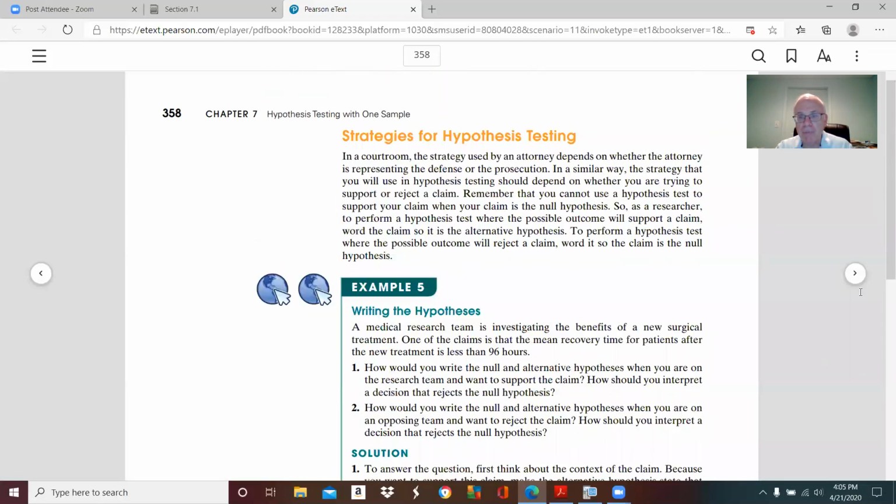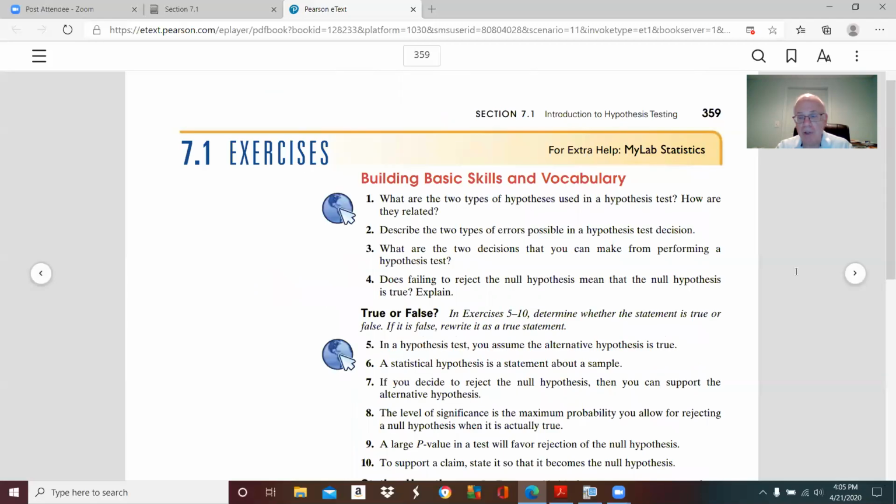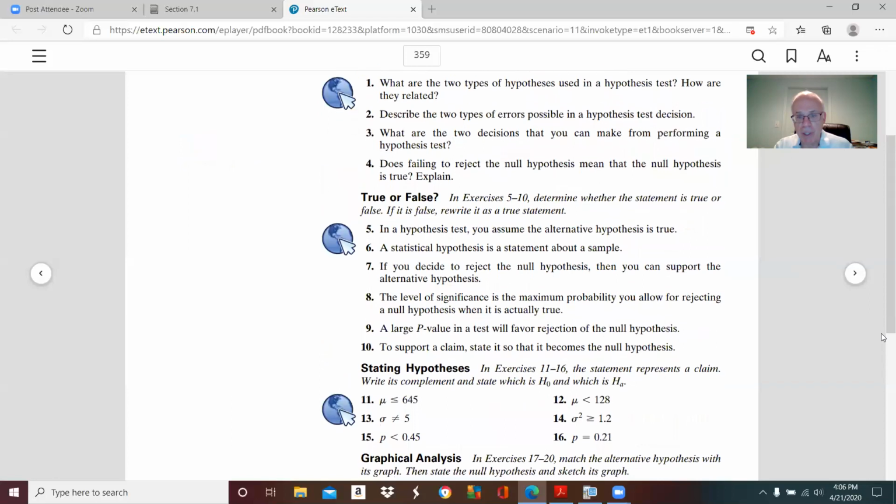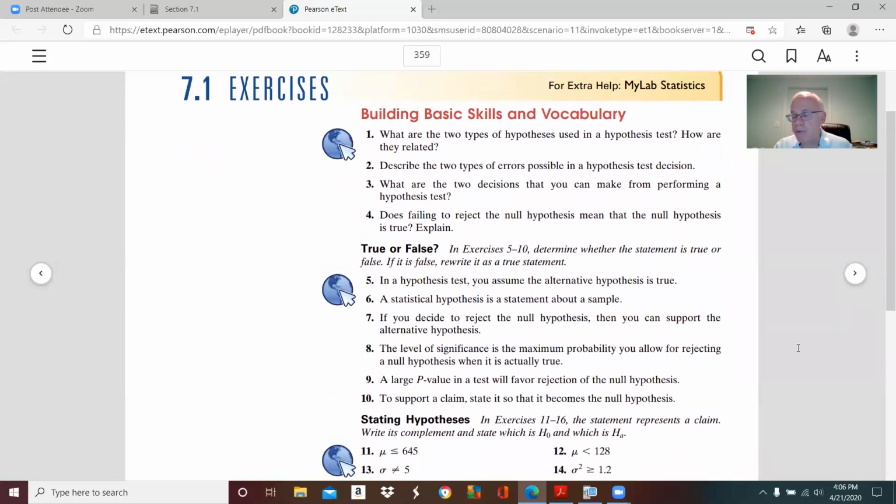Okay. So what I'd like to do now is to go through some exercises at the end of this chapter, and then we'll call it a day for 7.1. All right, so let's go through this first page here. Let's look at the true and false section. I think we should be able to answer these questions true or false based on what we have already learned today.